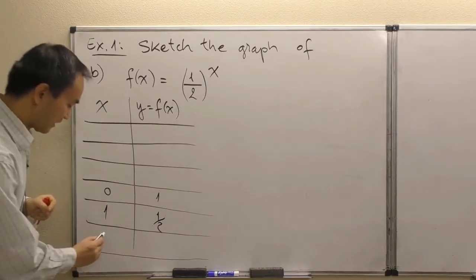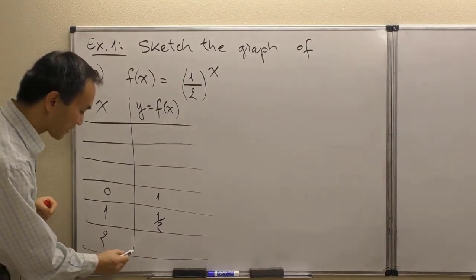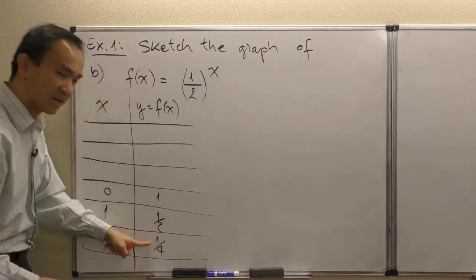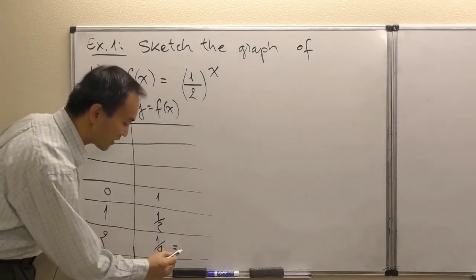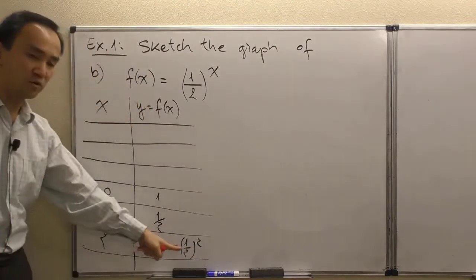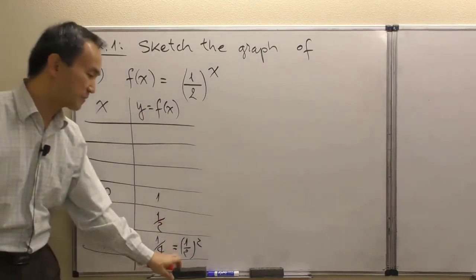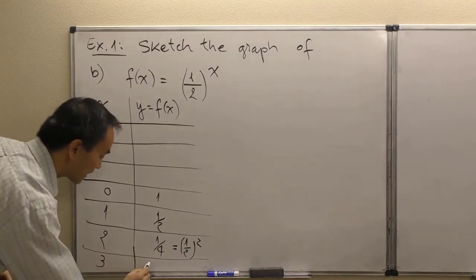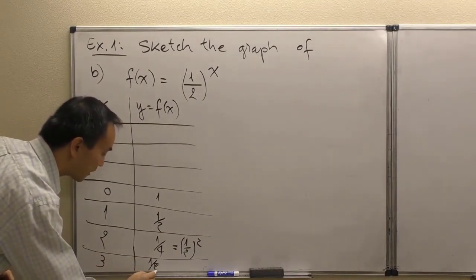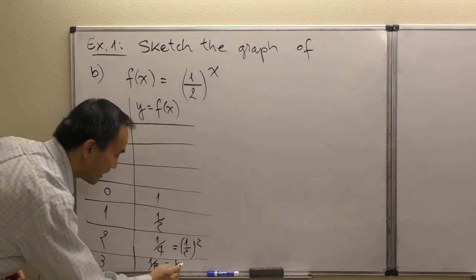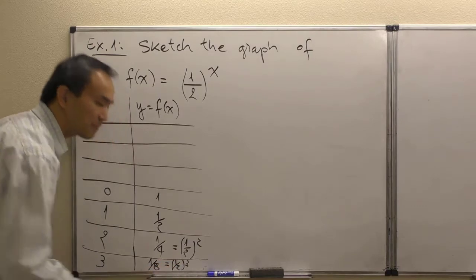All right, and then when x equals 2, we're looking at 1/4, and you can double check with my calculation. This simply came out because we're looking at 1/2 squared. And then when x equals 3, we're looking at 1/8, because we're looking at 1/2 raised to the third power.